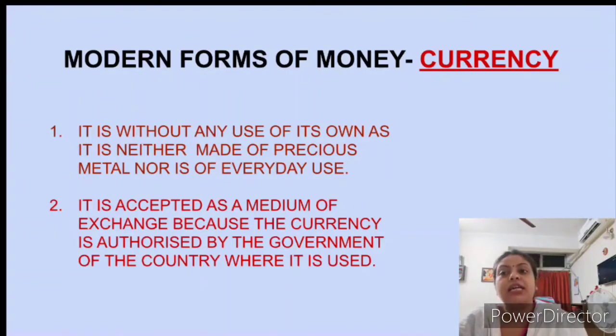Secondly, it is accepted across the world as a medium of exchange now in the modern times. Why? Because the government of every country has given it the authority and authorized that particular currency as a mode of payment. So it is accepted as a medium of exchange because the currency is authorized by the government of the country wherever it is used. These are the important characteristics of currency.